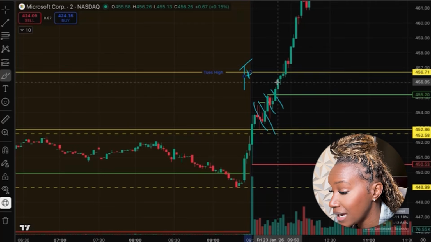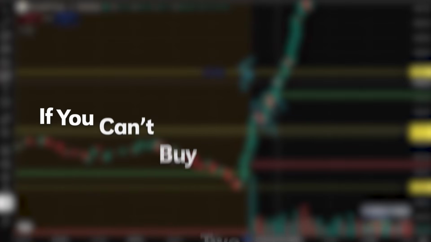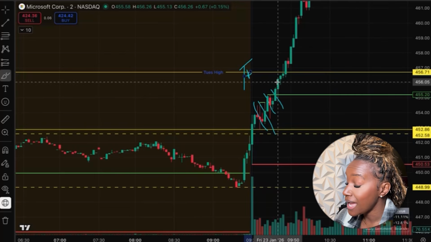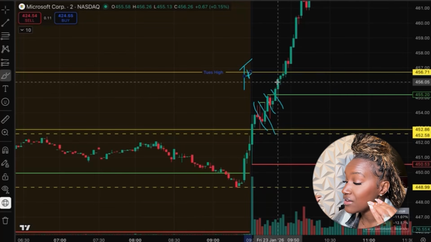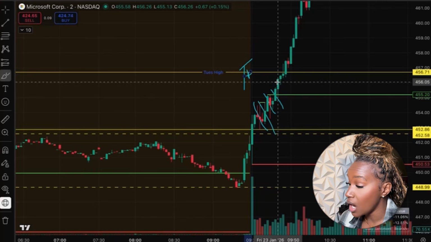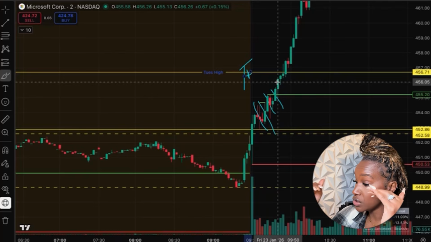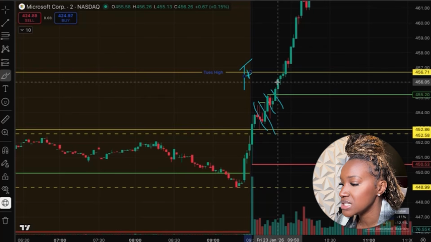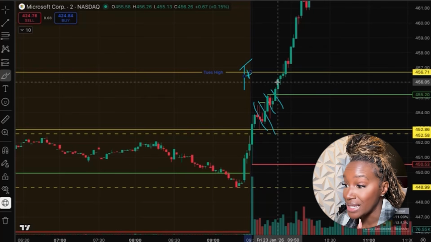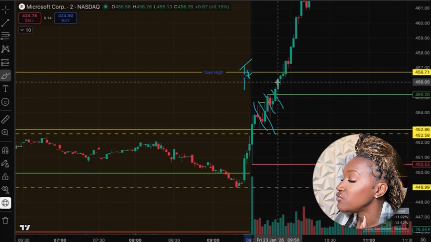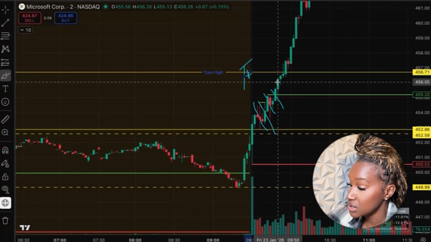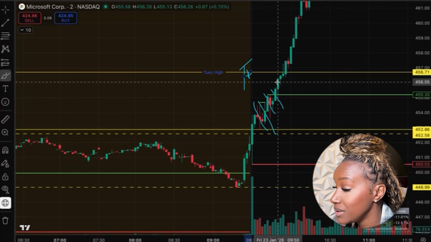That's what I teach my people in the academy. My rule of thumb is if you can't buy 2, it ain't for you. And that is okay, because how hurtful would it be if you entered into a beautiful trade and you only had one contract, right? And it hit your first target and you feel like you have to sell, or you put yourself in that uncomfortable position: do I sell? Do I hold? But if you have more than one contract, you're able to sell one and then continue on and let that other one go and make more money for you.